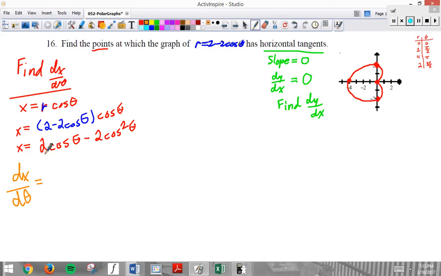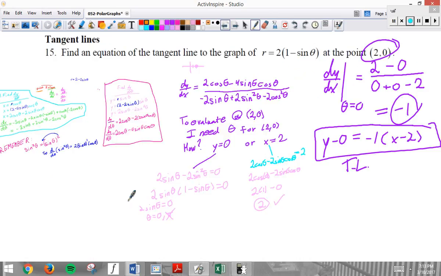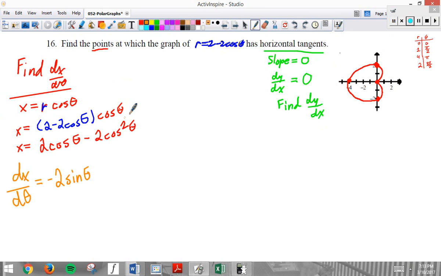Okay. Differentiate with respect to theta. Derivative of cosine, negative sine. Keep the 2. Same thing as this. But remember, we have to worry about the power rule here, and the chain rule, and the derivative of cosine. It's complicated. I'll even write it out for you. 2 cosine theta times the derivative of the inside, sine theta. Negative sine theta. Ugly.